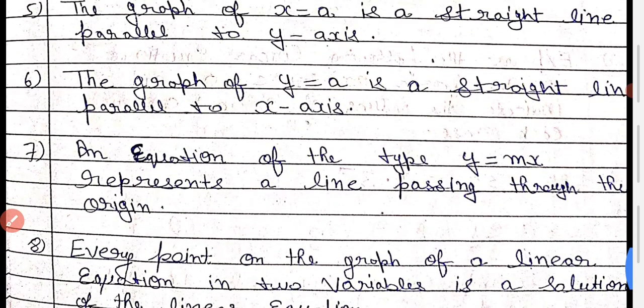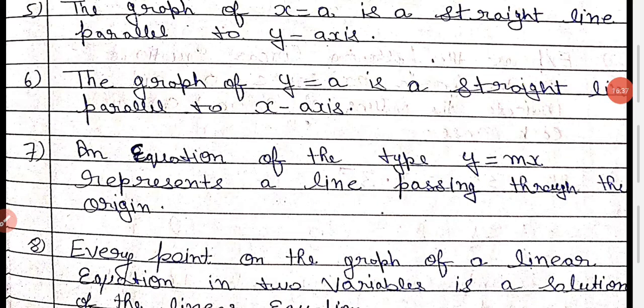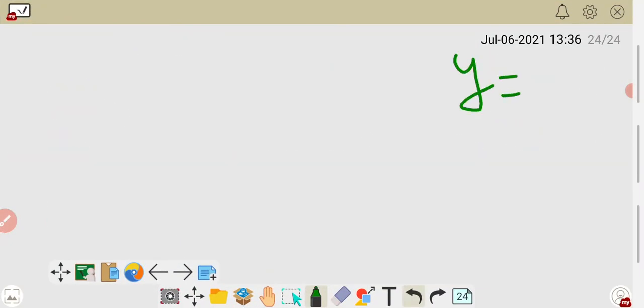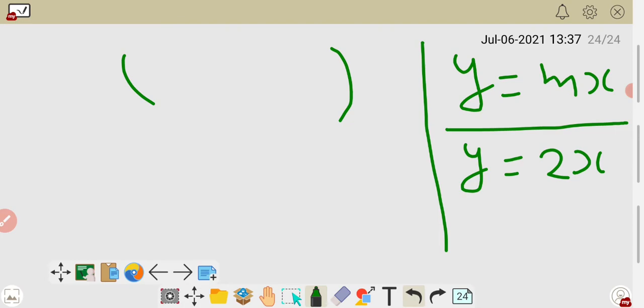Now come to the 7th point, which is very important. An equation of the type y equals mx represents a line passing through the origin. Suppose I am taking y equals mx. First I am finding some points. I am writing it in a standard form, y equals mx, and in place of m I am writing 2.